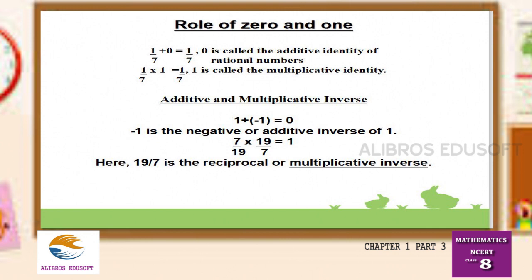Next, the additive and multiplicative inverse of a rational number. Shall we go through this portion? Yes. 1 minus 1 is equal to 0. Here minus 1 is the additive inverse of the number 1. 7 by 19 into 19 by 7 is equal to 1. That means here 19 by 7 is the multiplicative inverse of 7 by 19.